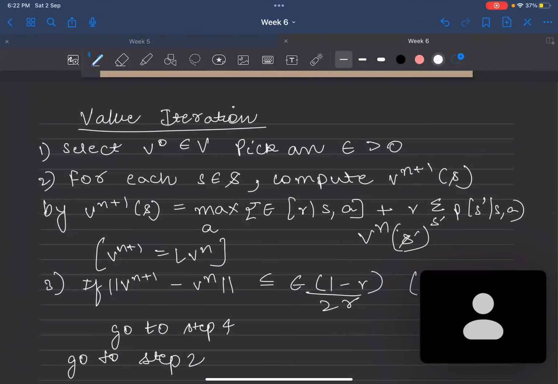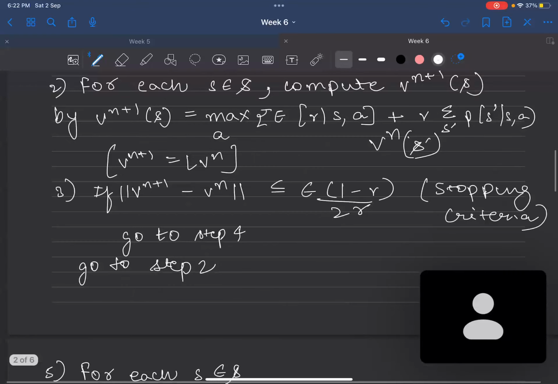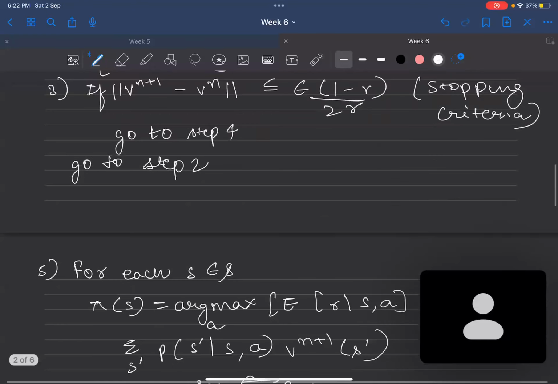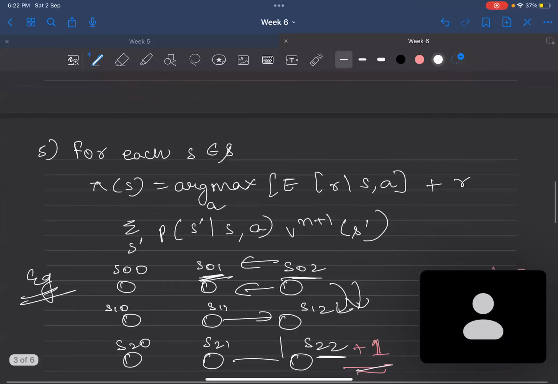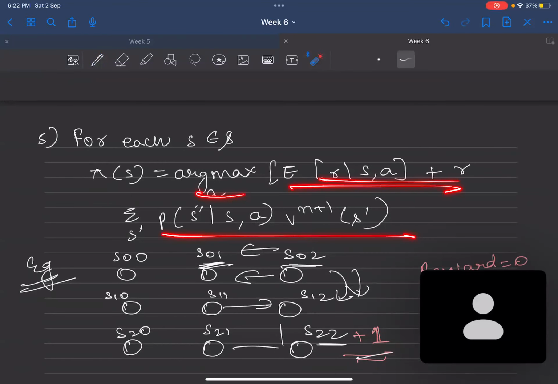Actually, I have to calculate the expected return. You are correct in that. Now, I have to check which action is giving me the maximum return, basically maximum expected return. Argmax means which action is giving me the maximum of expected return here. Step number two, ma'am. Yes.